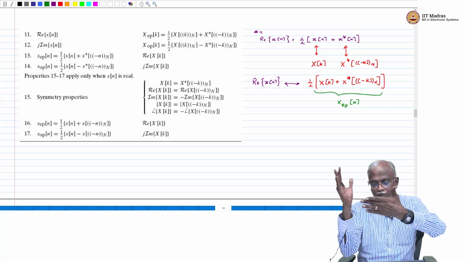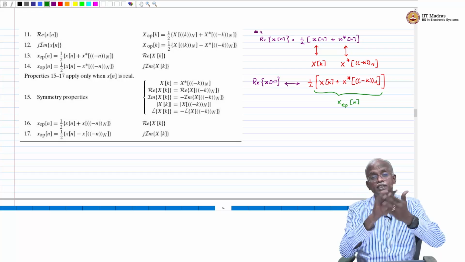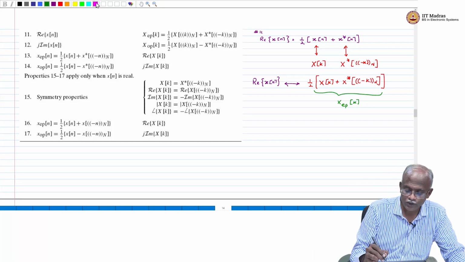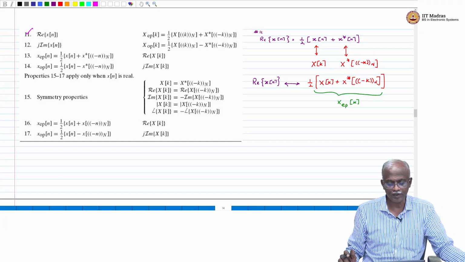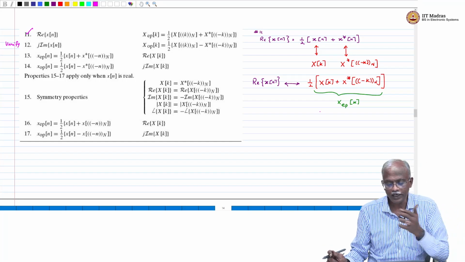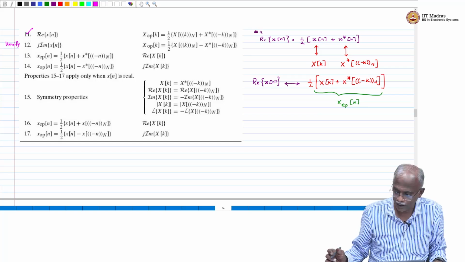To get the even part, you would have to time reverse the signal, but the time reversal has to be interpreted modulo n, and that's what we have. So we can verify this is a result that has been verified. So number 12, I would like you to write down and verify exactly the same way that we have done. I would like you to verify.